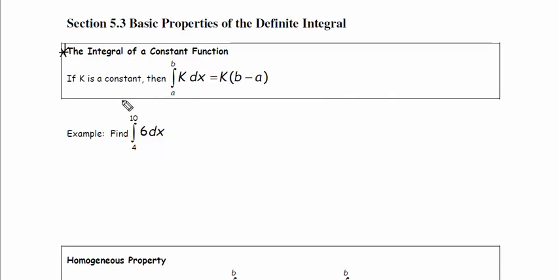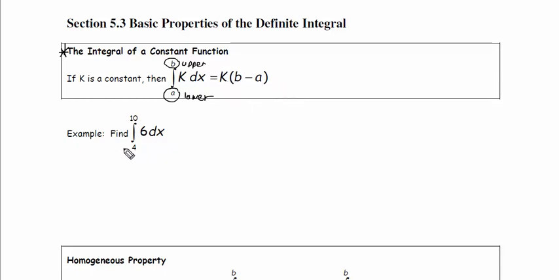constant function. So it says if k is a constant, then the integral from a to b. So remember, a is going to be our lower bound and b is our upper bound, or our lower limit and our upper limit, of k dx is equal to k times the quantity b minus a.